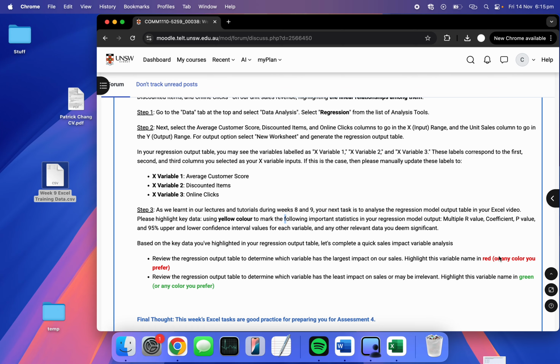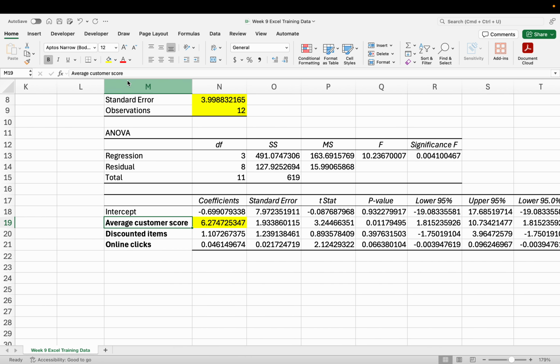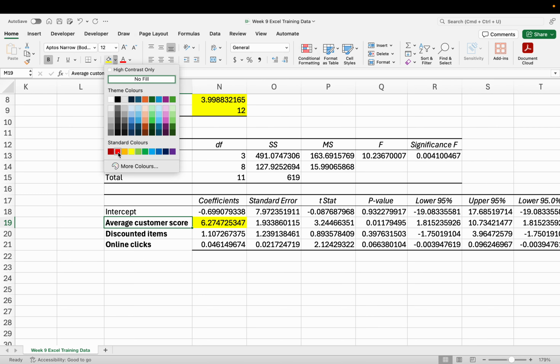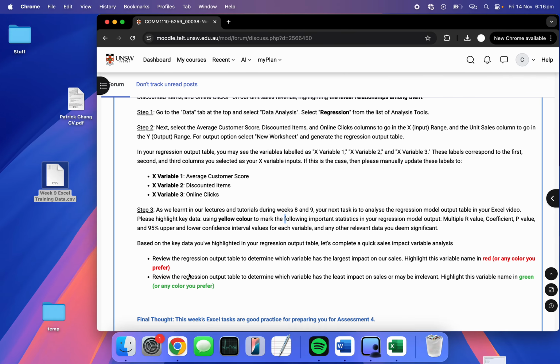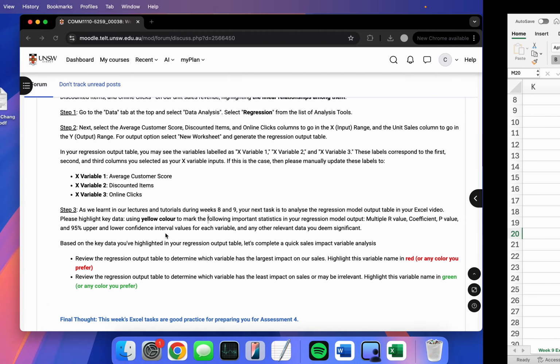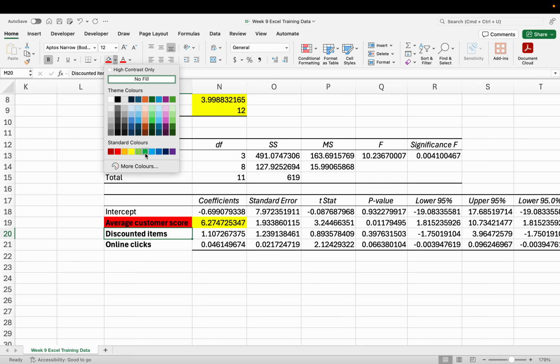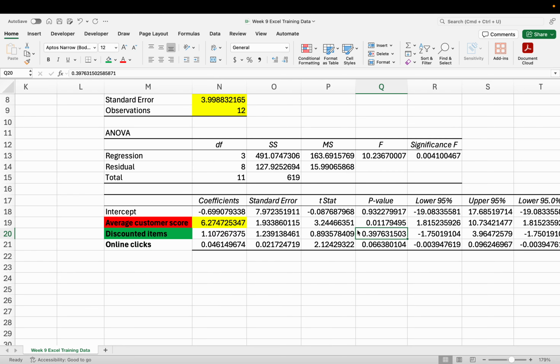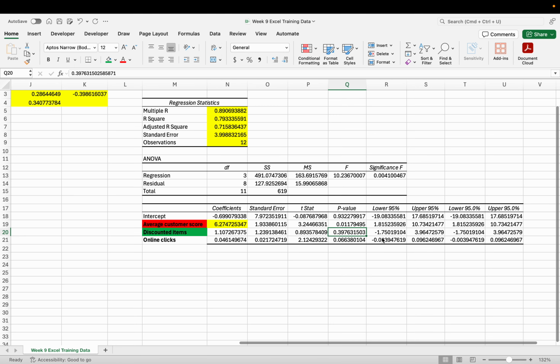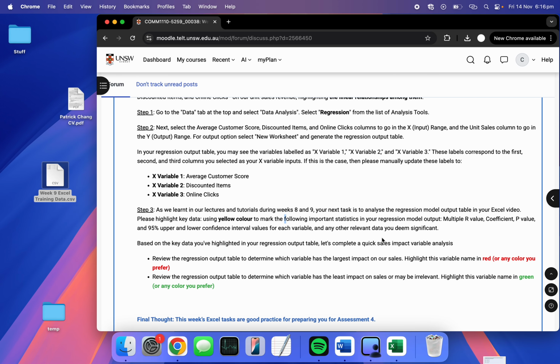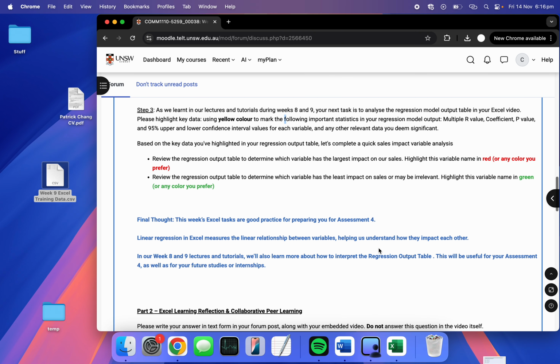So highlight the variable that has the largest impact. This one, because it has the largest coefficient and smallest p-value. Highlight which variable has the least impact. Yeah, this one, just because the p-value is so large, it doesn't even have much statistical significance. Right, thank you.